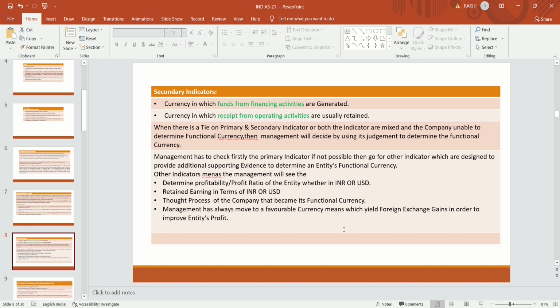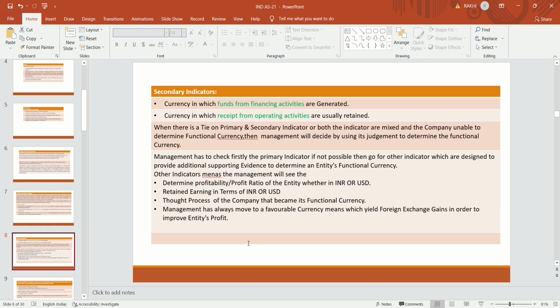Then what the management will see: management has also moved to a favorable currency, meaning one which yields foreign exchange gain in order to improve the entity's profit. Management also decides which currency will gain, which currency is beneficial for the organization's improvement and growth. That currency they will take into consideration as their functional currency. So these are the conditions and factors which they take into consideration while deciding the functional currency.